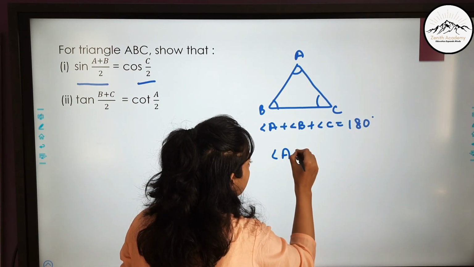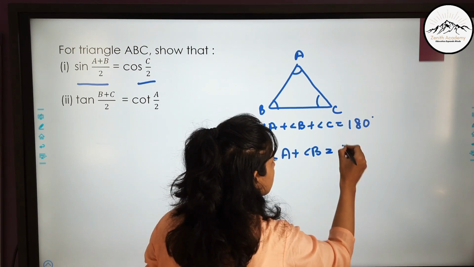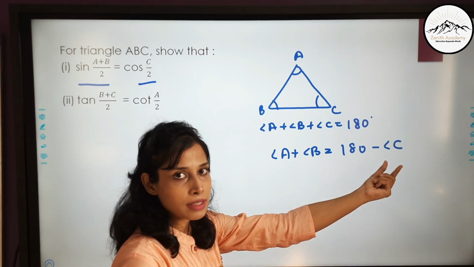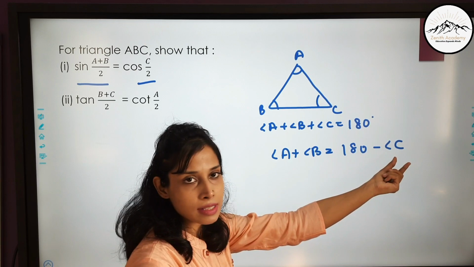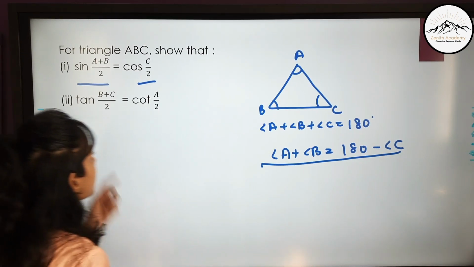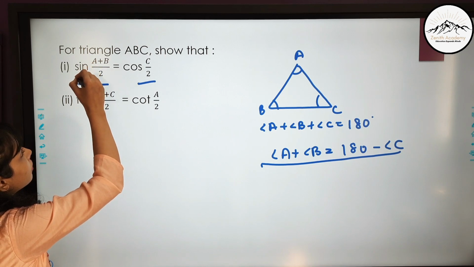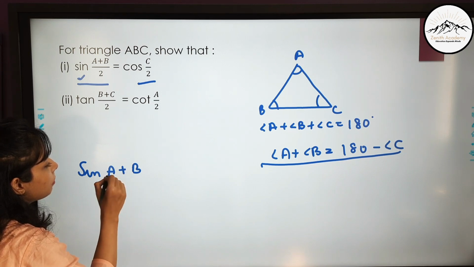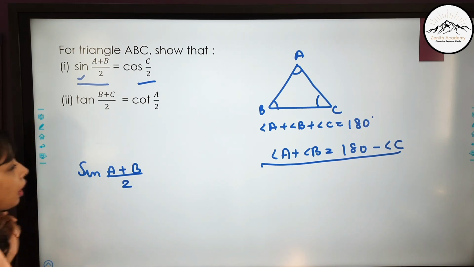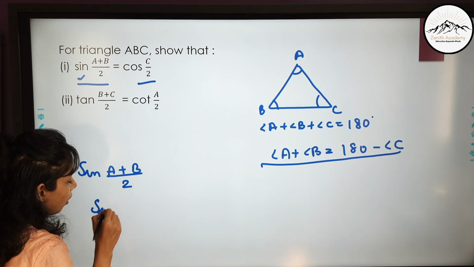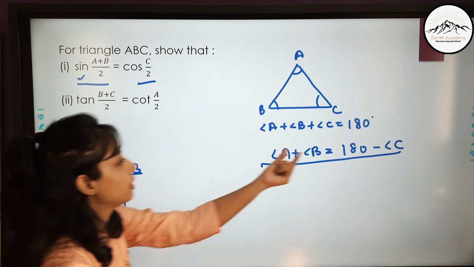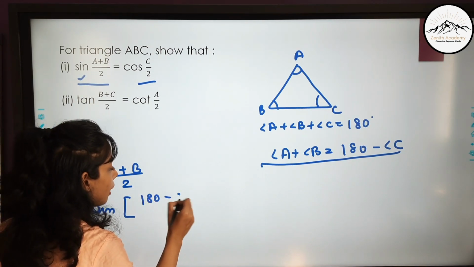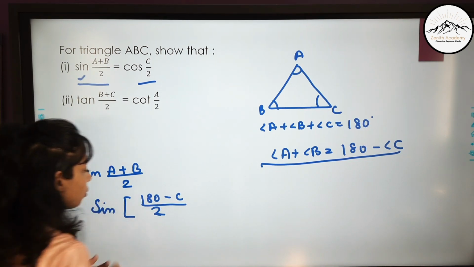How can we write this? Angle A plus angle B is equals to 180 minus angle C. The sum of these two angles will be equal to 180 minus the third angle, 180 minus angle C. This we can write. So let's see how we can use this here. This is our LHS. So sine A plus B by 2. Now how can we write sine A plus B by 2? A plus B is equals to 180 minus angle C. So 180 minus C divided by 2.